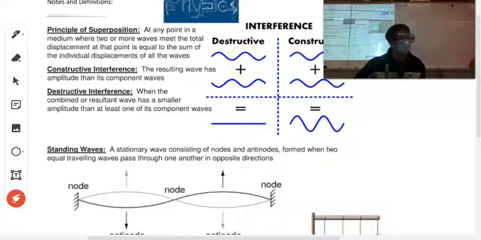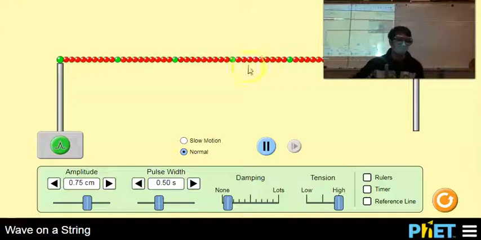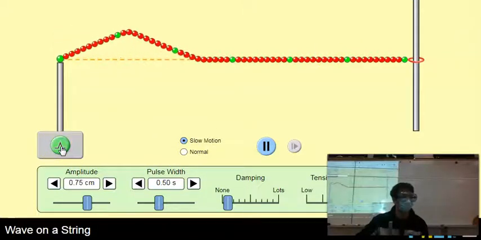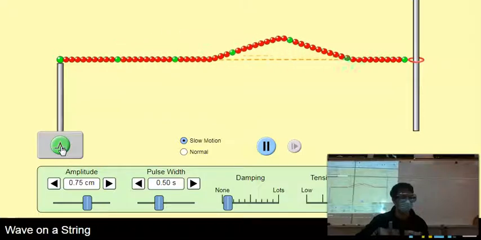Okay, and I can show you what that looks like. So over here, what I'm going to do is create a pulse. Now this is currently a free end. So when it reflects off a free end, it's not going to get inverted. So it's going to be a pulse up here, and then a pulse up here, which will bounce back. Watch what happens when they overlap. It's in slow motion, so you can see it happen.